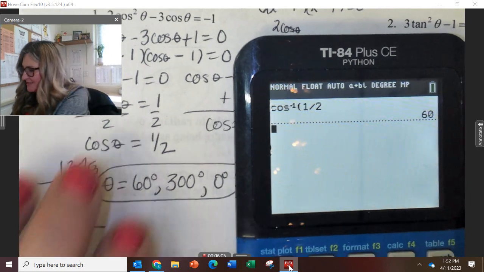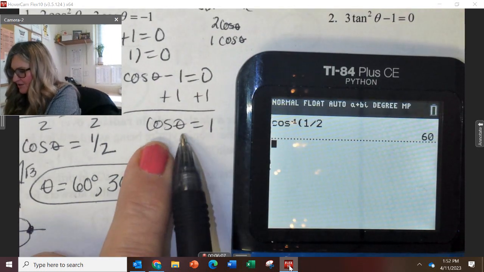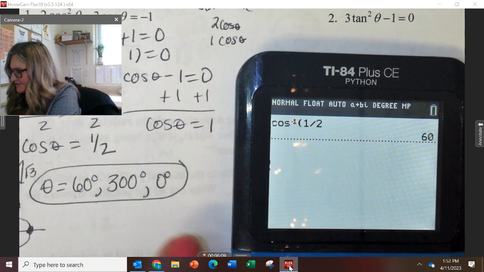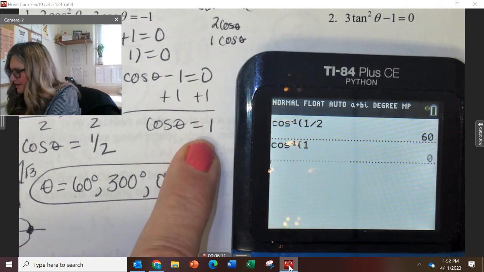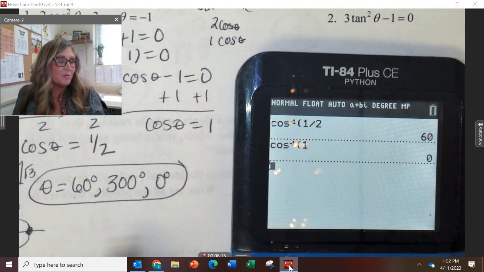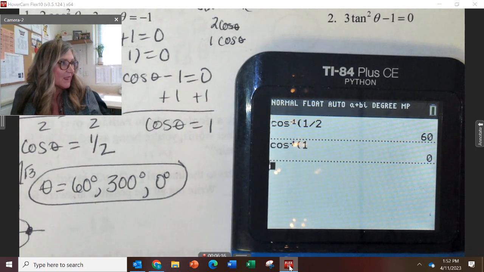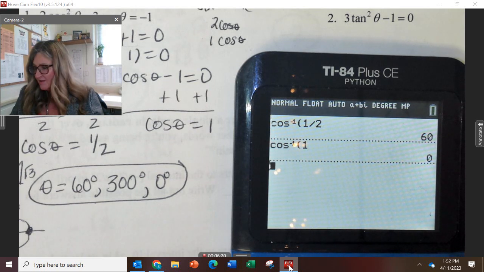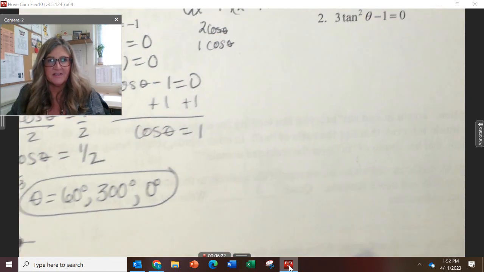And if I do my second cosine, because I'm looking for an angle, so it's second cosine of 1/2, and it tells me the answer is 60. But this would be on the non-calculator part. Okay, but you can check with the calculator. All right, let's look at the next one.